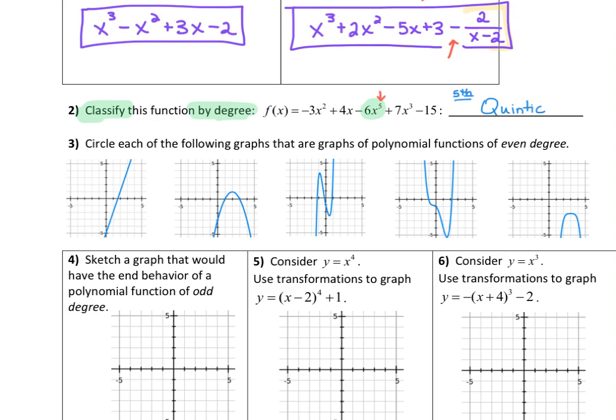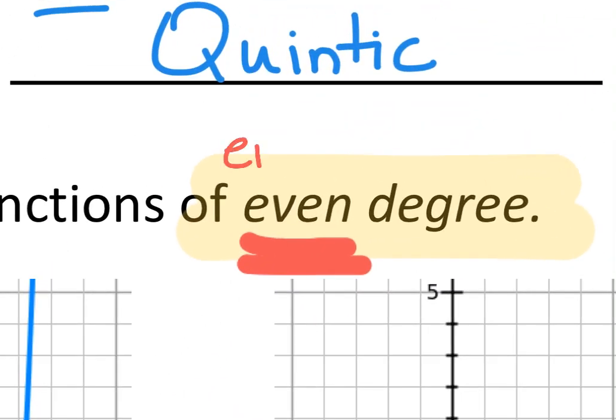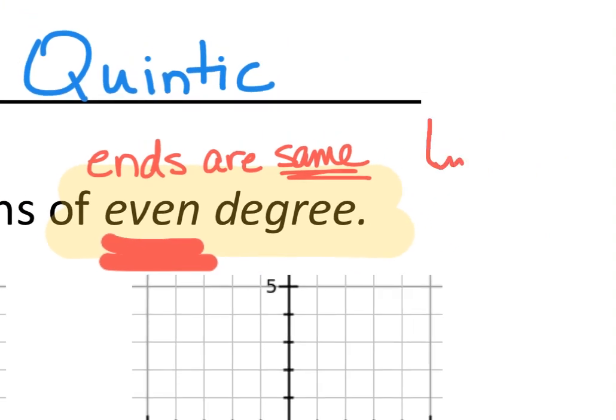The next question asks you to decide which of these graphs is the graph of a function of even degree. And remember that it's even degree if the ends, the right and the left end behaviors, are the same. That means that they're either both up or they're both down.